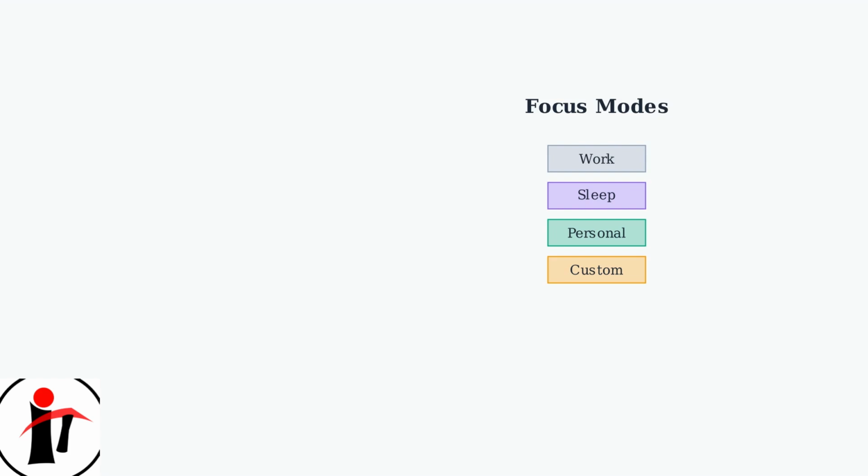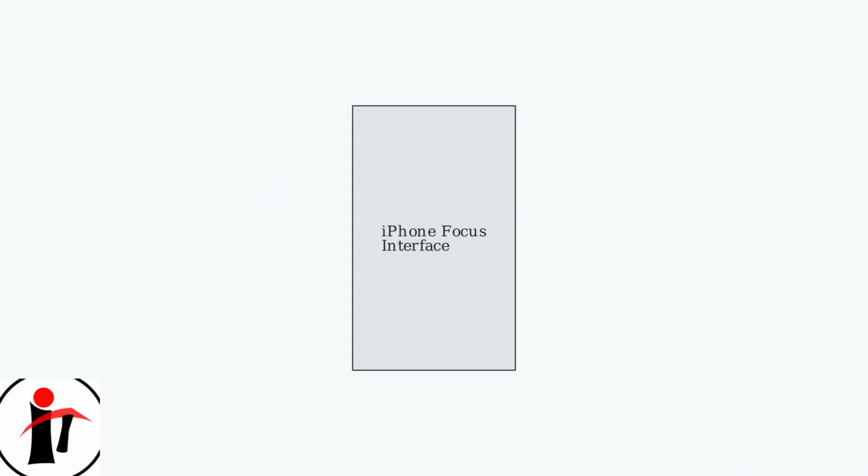Focus modes represent a major evolution in notification management. Instead of a simple on-off switch, focus modes provide a sophisticated system with multiple customized profiles. Each focus mode can be customized to allow specific apps and contacts while blocking others. This gives you granular control over your notifications. Let's look at how this appears on your iPhone.